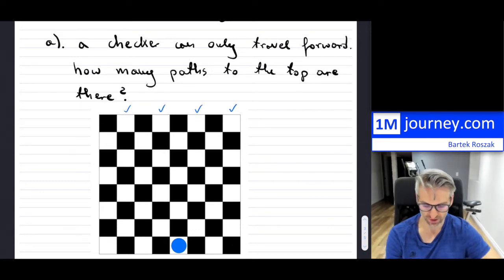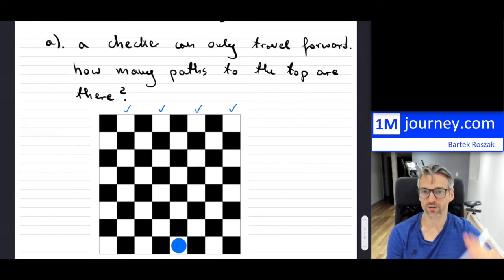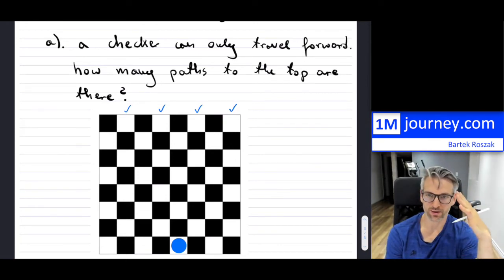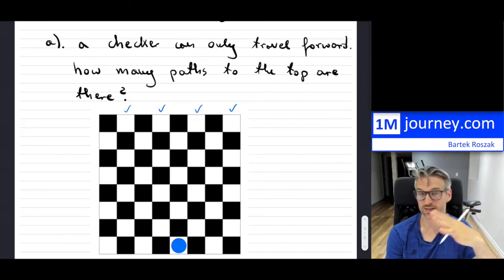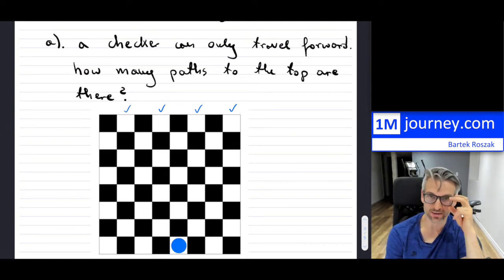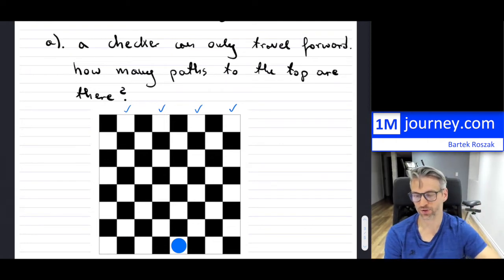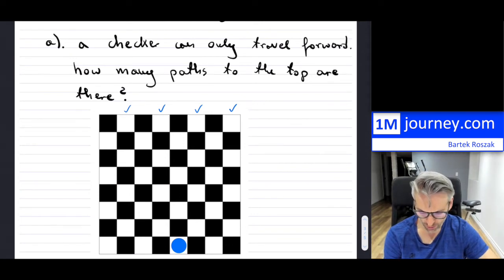So in checkers, we can only go in a forward direction, so in this case upwards, so we can't go back, and we're only going to go on the white ones, okay? And then we can take one step at a time in this checkerboard, assuming that there are no other checkers there that block us. So how would we do this?